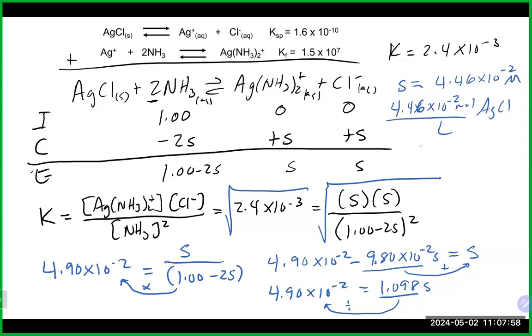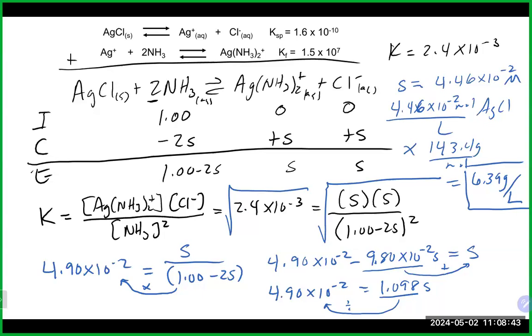If we converted that into grams per liter by using the molar mass of silver chloride, kind of like what we did early on, 143.4 grams per mole, that will get us something like 6.39 grams per liter is the solubility of silver chloride in ammonia.